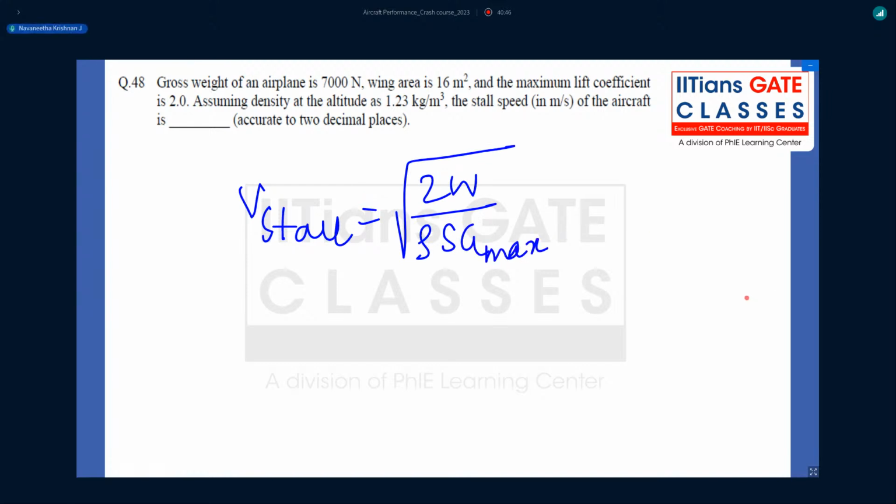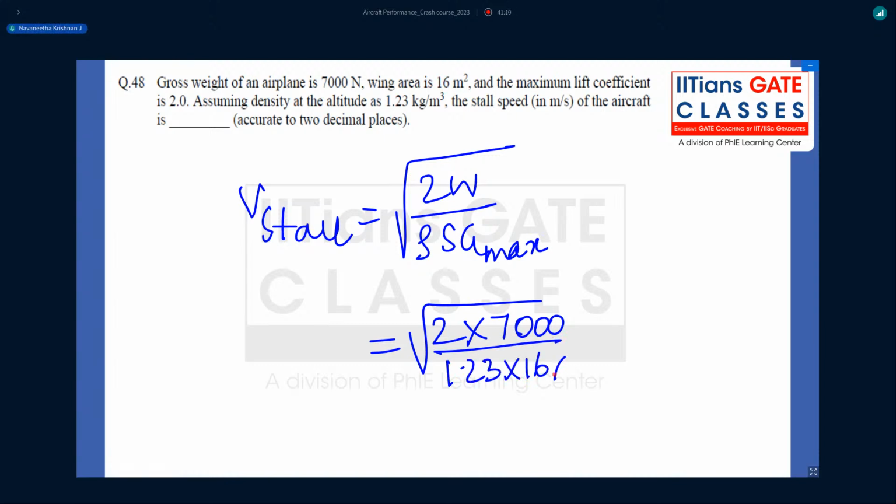Yes, Abdullah, you have some doubt? So, weight we know as 7,000 Newton. Yes, Satish and Tanuja, it is the correct answer. Density is given as 1.23. Wing area is 16. CL max equal to 2. Substituting that, we get Vstall as 18.86 meter per second.